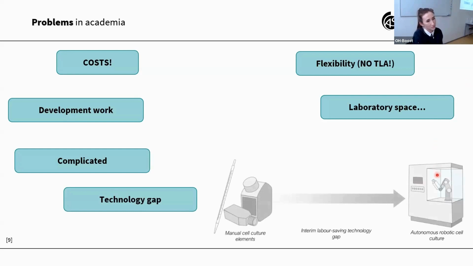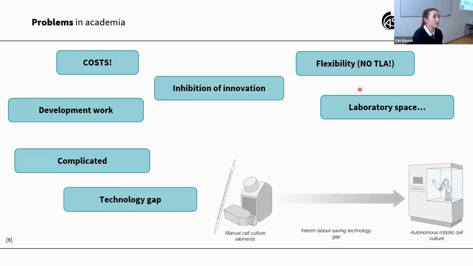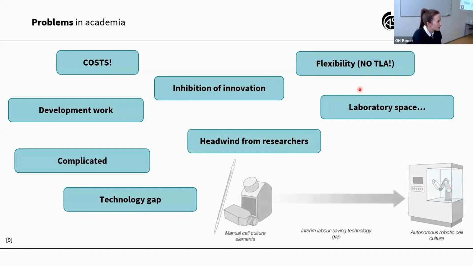We also sometimes have technology gaps, meaning we are looking for an automated system, but there is no system between the manual process and the fully automated process. It's an inhibition of innovation, because if I have a manual process, I can change it faster and more flexibly than an automated system. And you can have headwind from other researchers. Not everyone will be happy if you come up with an automated system.